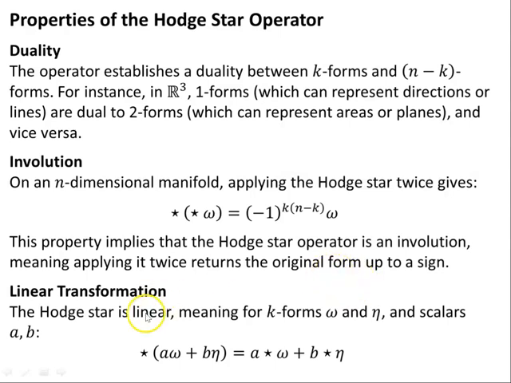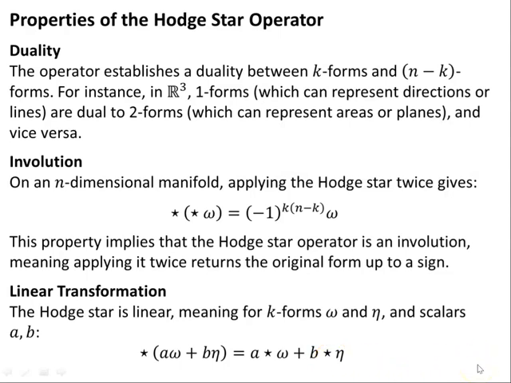Linear transformation. The Hodge star is linear, meaning for k-forms omega and eta, and scalars a and b, the Hodge star of (a times omega plus b times eta) is just equal to the Hodge star of each one separately. The Hodge star of the sum is equal to the sum of the Hodge stars of the individual parts.